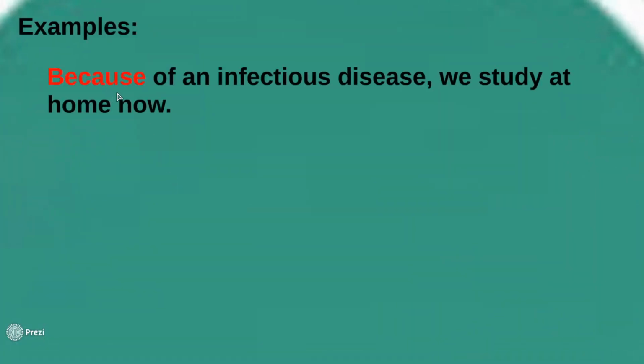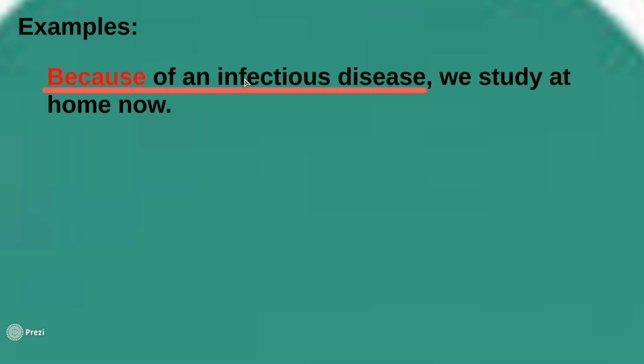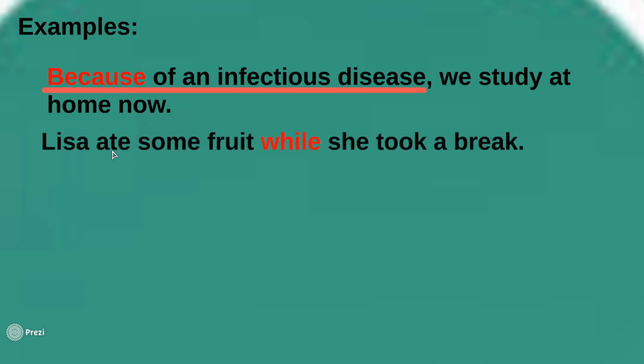Number one: Because of an infectious disease, we study at home now. You can see the word because is in red font because this is our subordinating conjunction. Now I'm going to underline because of an infectious disease. This is what we call a dependent clause. So we have this dependent clause because of this subordinating conjunction here, the word because. We go to number two.